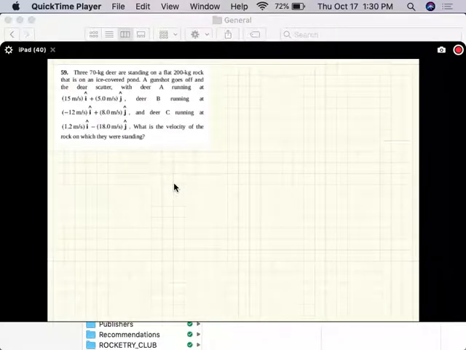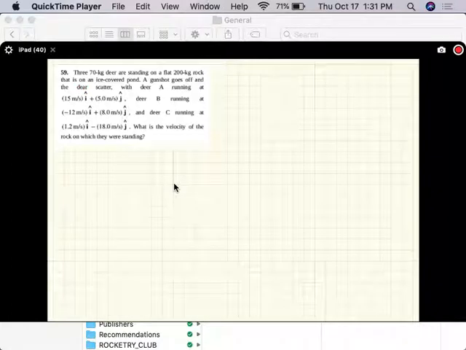So this problem says three 70 kg deer are standing on a flat 200 kg rock. 70 kg is roughly, our masses are roughly 70 kgs. On a flat 200 kg rock, that is on an ice-covered pond. So they're essentially saying frictionless surface. A gunshot goes off and the deer scatter.